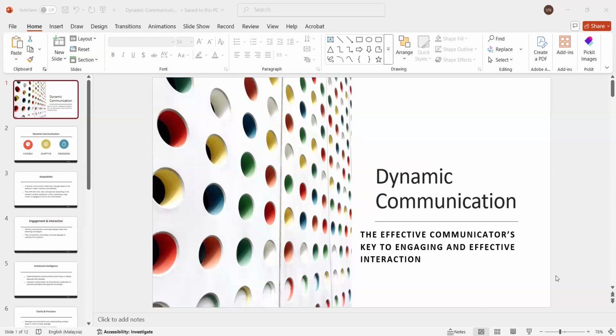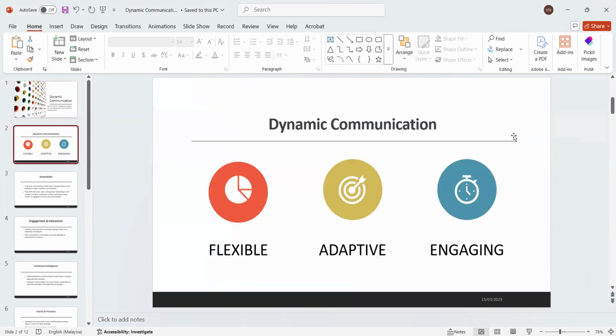Dynamic communication, the dynamic communicator, the effective communicator's key to engaging and effective interaction. A dynamic communicator is flexible, adaptive, and engaging. They are flexible. They're able to address an audience according to the needs of the audience.